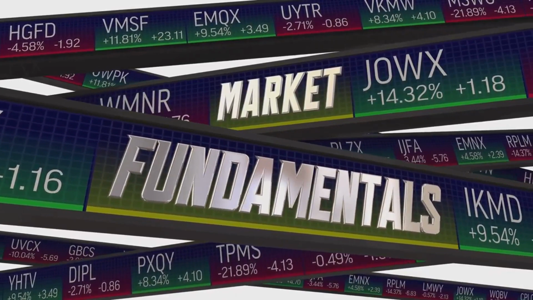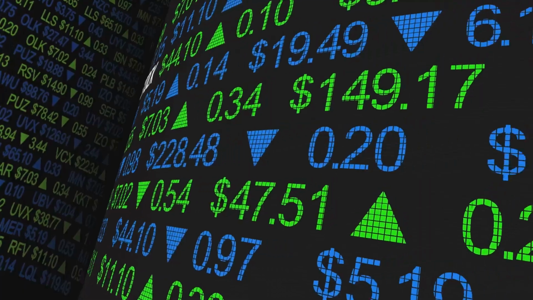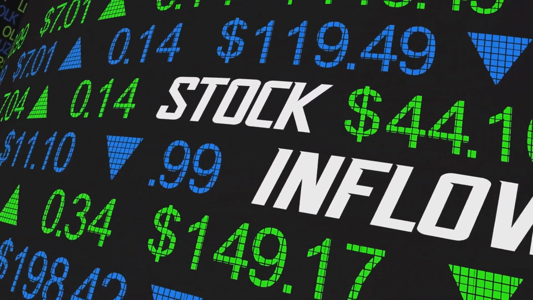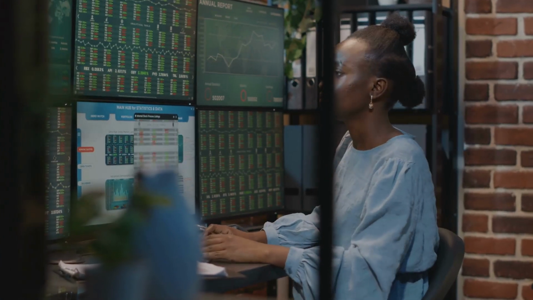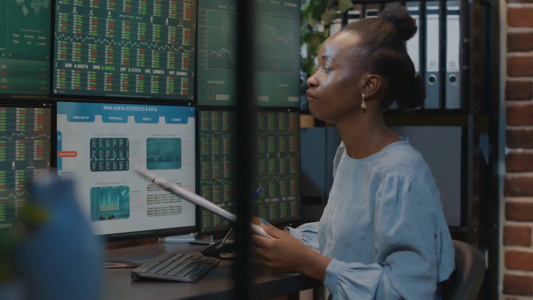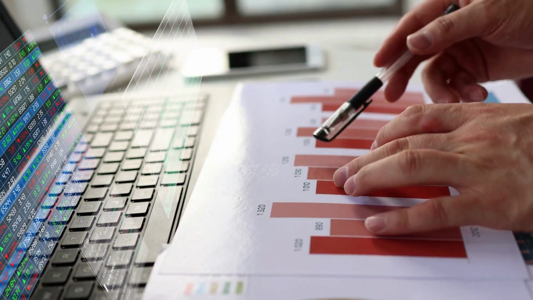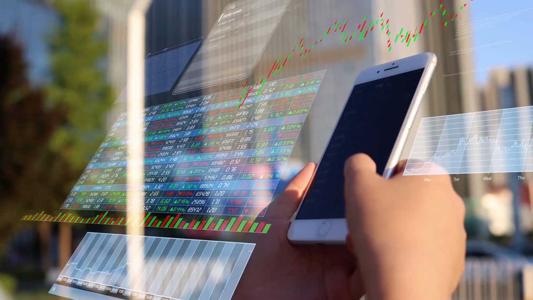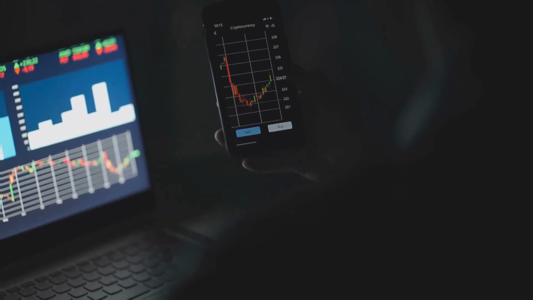Investors play a crucial role in the stock market. They provide companies with the capital they need to fund their growth and operations. In return, investors hope to profit either from future cash flows or from selling the stock at a higher price than they bought it for. It's important to remember that investing in the stock market involves risk. The value of stocks can fluctuate greatly due to a variety of factors, including economic conditions, company performance, and market sentiment. However, with careful research and prudent decision-making, investing in the stock market can yield significant returns. With these basics in mind, you're now ready to delve into the process of stock evaluation.